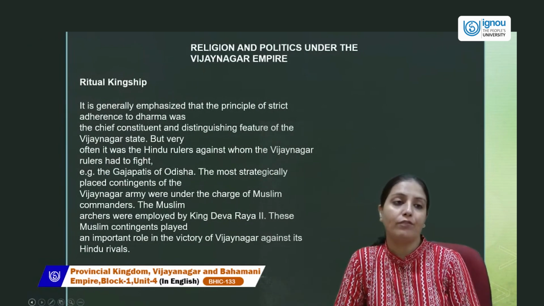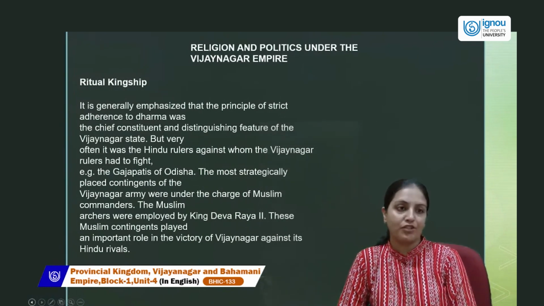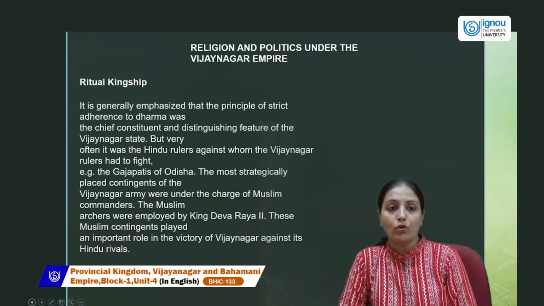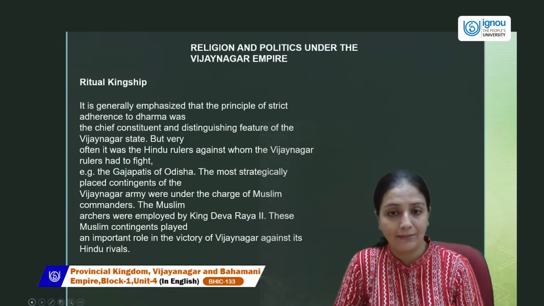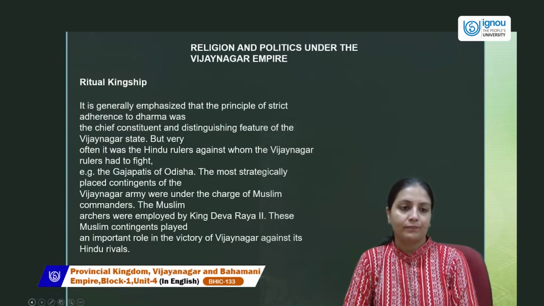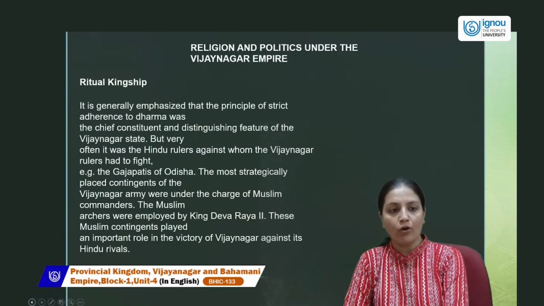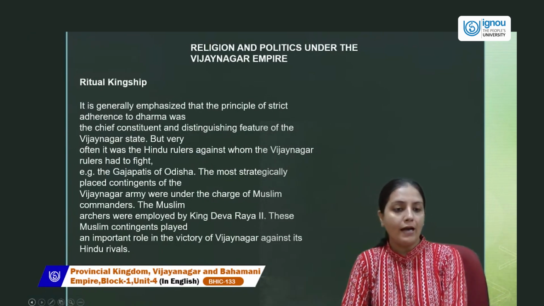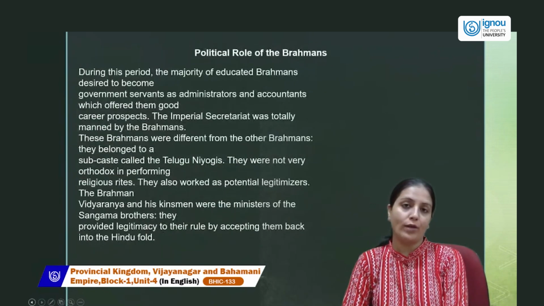The religion and politics under Vijayanagar. How they celebrated their rituals. Ritual kingship. It is generally emphasized that strict adherence to dharma was the chief constituent and distinguishing feature of the Vijayanagar state. But very often it was Hindu rulers against whom the Vijayanagar rulers had to fight, such as the Gajapatis of Odisha. The most strategically placed contingents of the Vijayanagar army were under the charge of Muslim commanders. Muslim archers were employed by King Deva Raya II. These Muslim contingents played an important role in the victory of Vijayanagar against its Hindu rival.